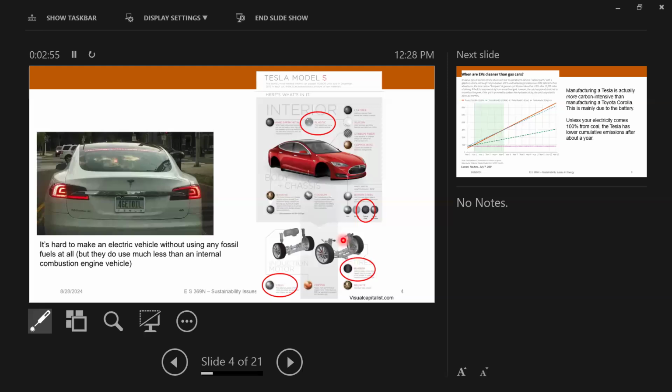Question? So yeah, about recycling the batteries. Yeah, the batteries contain a lot of stuff. So I think we'll get to that in a minute. But yeah, the batteries also are problematic for several reasons.